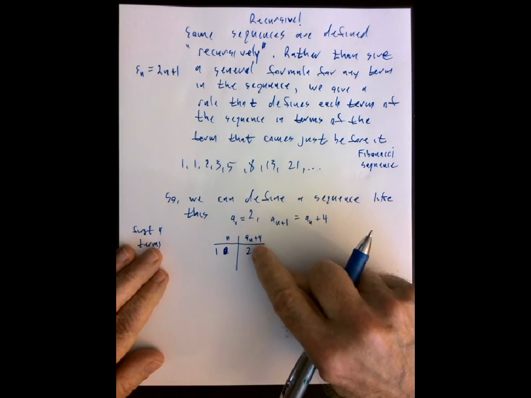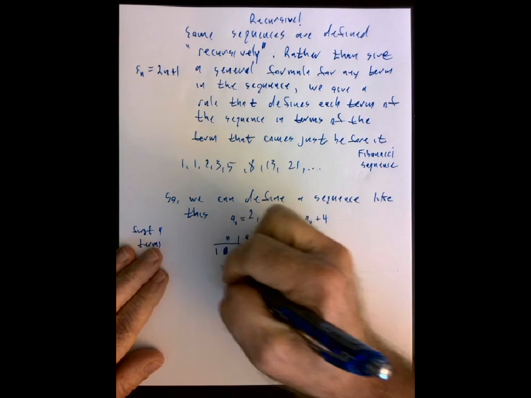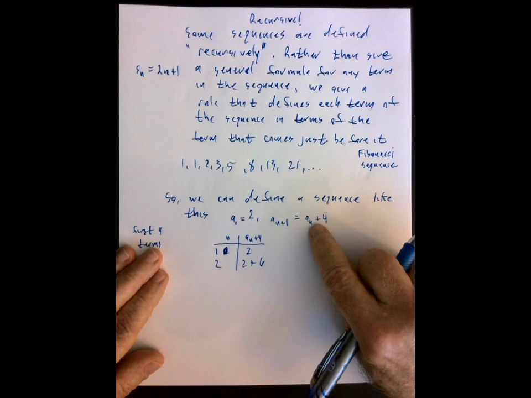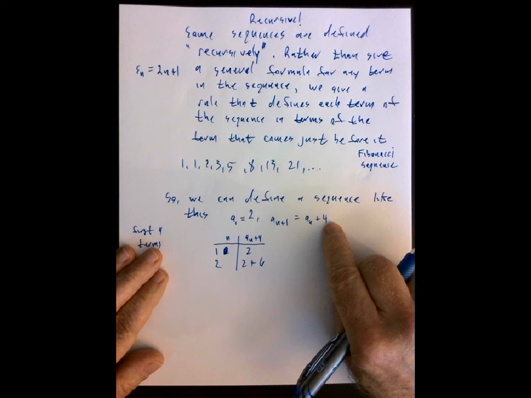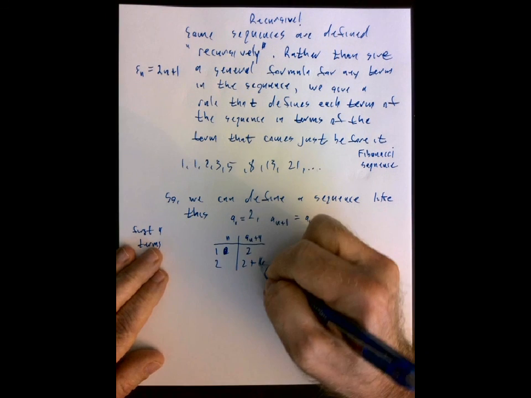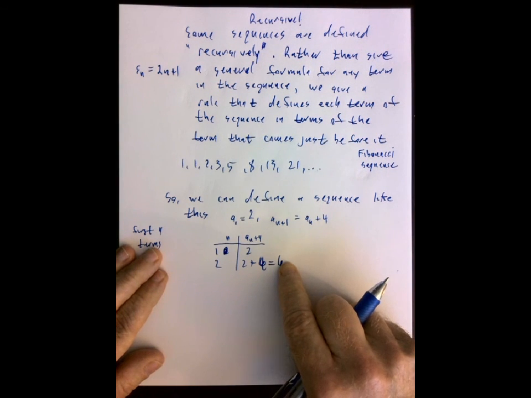But then the second term would be 2 plus 4, which is 6. So we put 2 in to get the second term, which is 6. Okay, so now the second term, 2 plus 4, is equal to 6. So now the second term is 6, right?